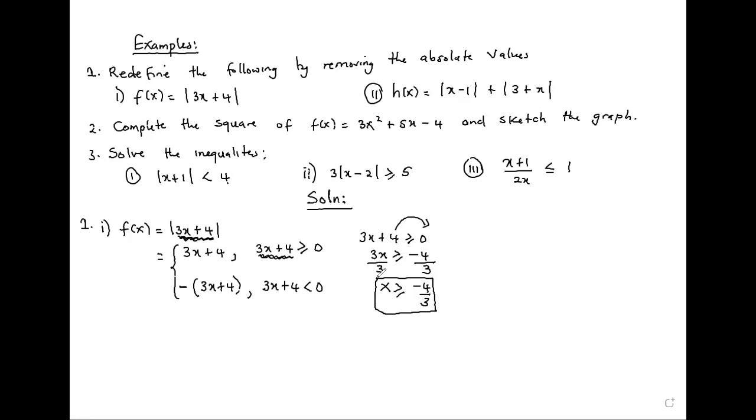This we now bring here and say, so to redefine, we'll have 3x plus 4 when x is greater or equal to -4/3. Then you expand this, get -3x minus 4, when x you put less than this same thing that is here, -4/3. That's all. That's the answer.